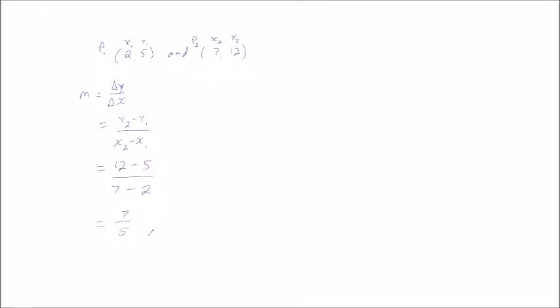Therefore, the slope of the line is 7 over 5, which means that for every 5 units that we go to the right horizontally, the graph is increasing 7 units up.